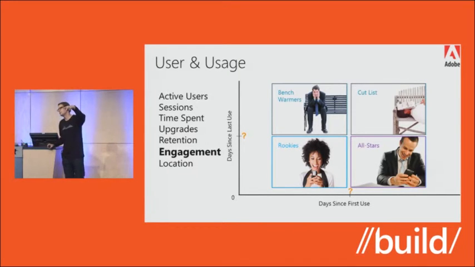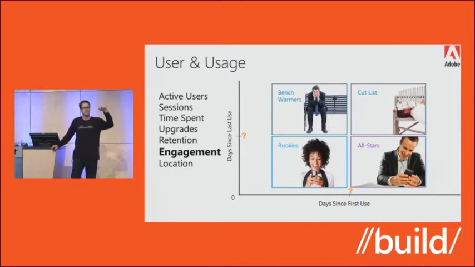Engagement. Two of the engagement metrics I mentioned, one was days since first use and days since last use. When you plot those two metrics in a scatter plot and start to understand how engaged are people, you can start to put them into buckets. So you've got a set of new users, and you can look at their behavioral data versus the all-stars and start to understand, well, what types of data do I look at? What types of user interactions or experiences do I need to provide to move people from rookies to all-stars instead of sometimes them floating up to be bench warmers or cut lists, people that don't come back to the app or don't use it very frequently.